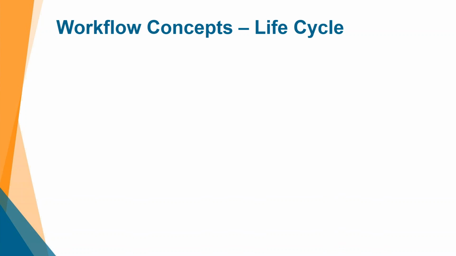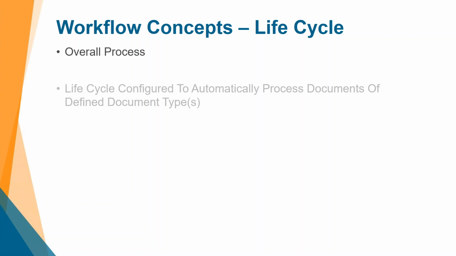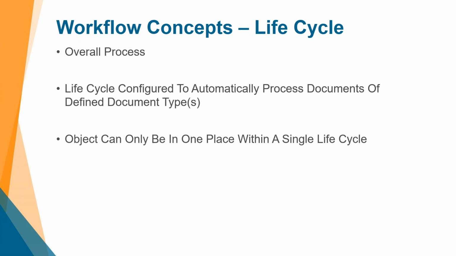So, some further concepts. We've talked rules, we've talked actions. Really, we need to come back and talk about a life cycle. Given a life cycle is that overall process. Inside of that life cycle, that's how we configure the system to process the documents. And we configure that based upon the document types. Again, this goes back to one of the first conversations we had today. We configure the document type to go into workflow. Ultimately, it goes into that life cycle.